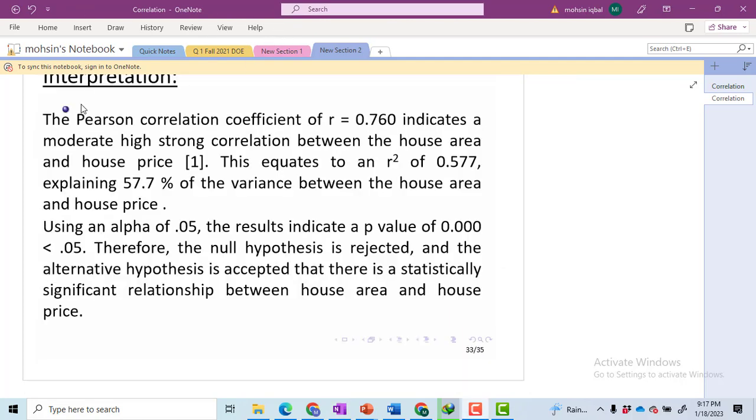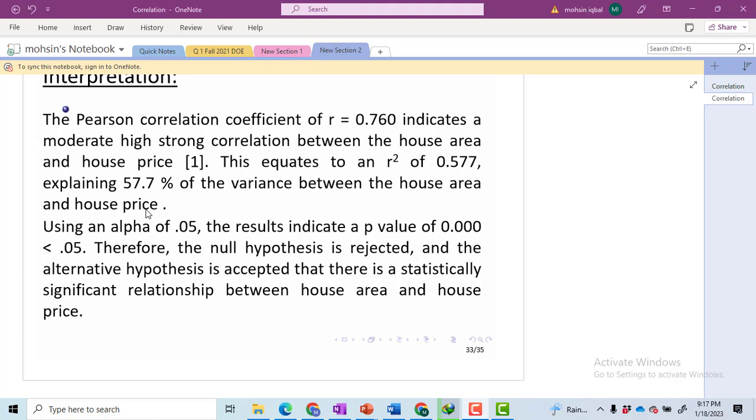The technical way of interpreting the correlation coefficient is: the Pearson correlation coefficient of r equal to 0.760 indicates a moderately high correlation between the house area and the house price. This equates to an R square coefficient of determination of 0.577. It means that it explains 57.7% of the variation, the variance, between house area and the house price.